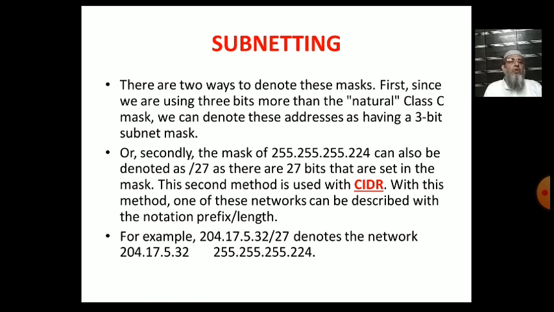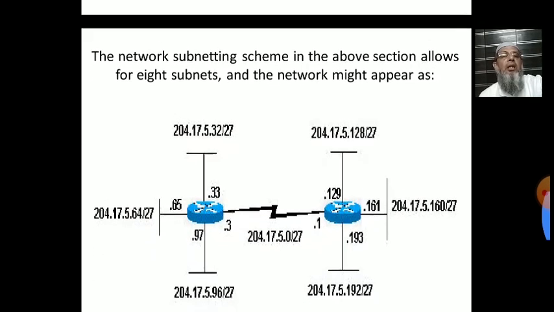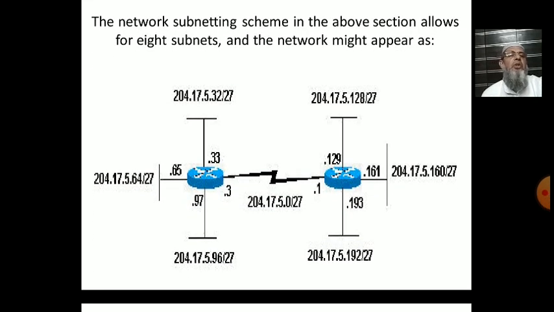So 204.17.5.32/27 shows that the start IP address is the network ID, that is the subnet ID 204.17.5.32, and the subnet mask is 255.255.255.224. So this is the second range. This IP address is in the second subnet. This is the diagram to be shown here.